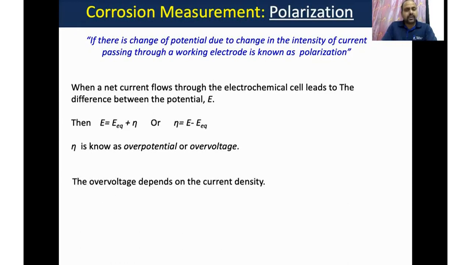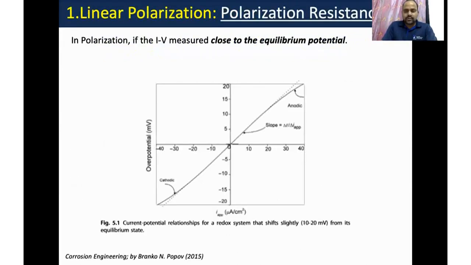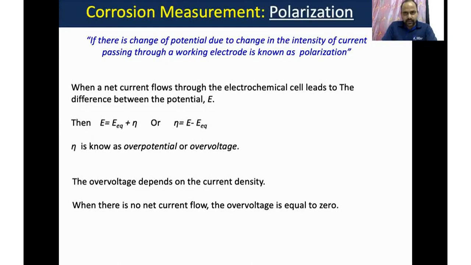So the overvoltage depends on the current density. If you apply a high current, then of course eta will be high. Where there is no net current flow, the overvoltage is equal to 0. So that was all about polarization.